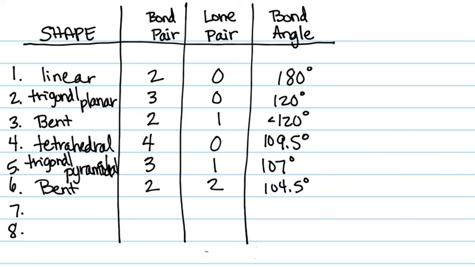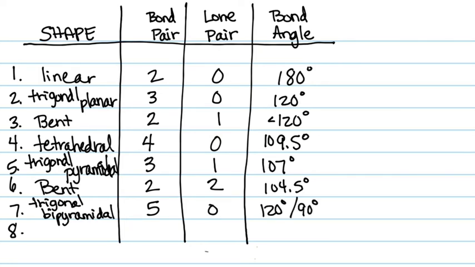The next one was trigonal bipyramidal. Let me spell that right. And this was 5 bonded pair, no lone pair. We had a couple bond angles, 120 and 90. And then the last one was octahedral. 6 bonded pair, no lone pair. All angles were 90 degrees.